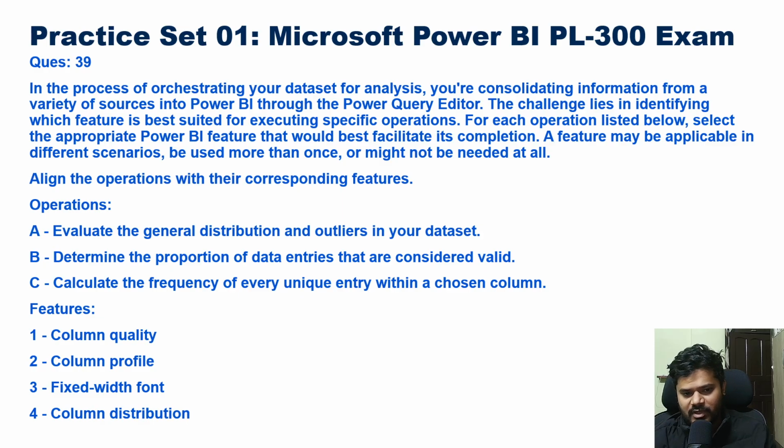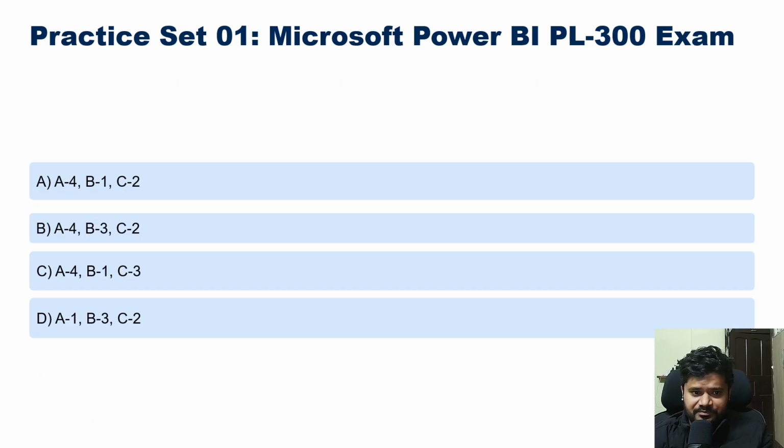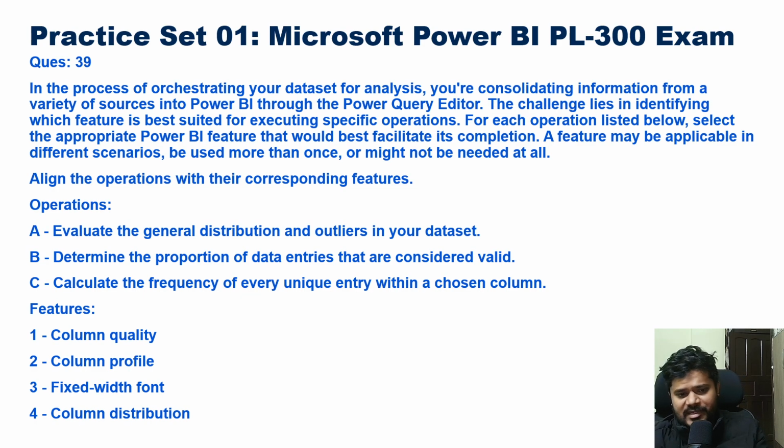And the features are 1, column quality; second, column profile; third, fixed width; fourth is column distribution. So as you can see, we have four different features and three operations. You just have to align them, which operation matches which feature. You can pause this video here, go through this question, and then on the next slide I will give you the options. So these are your four options: A4B1C2, A4B3C2, A4B1C3, A1B3C2.